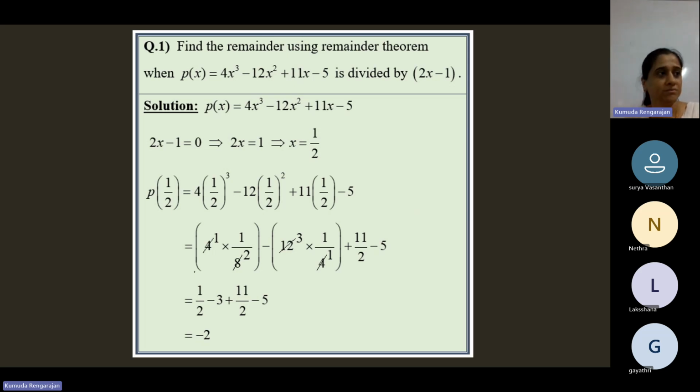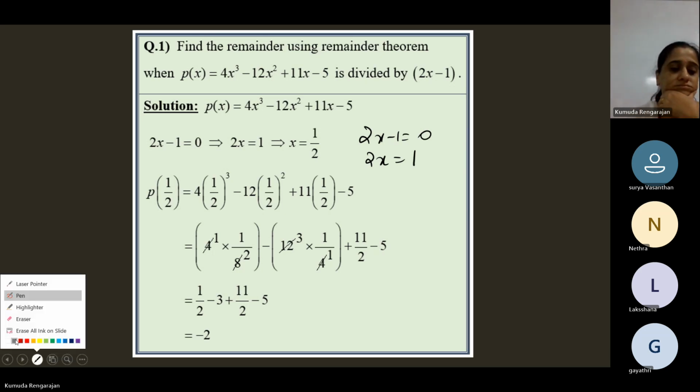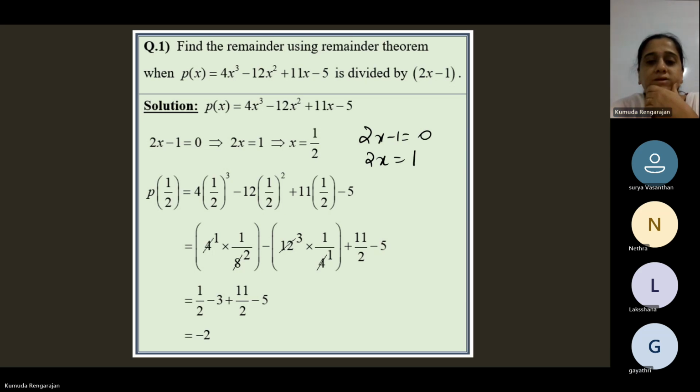Said 1, we need to check. You found P of 2, is it? No, when you equate 2x minus 1 to 0, the 2x is equal to -1 on the other side plus 1. Correct it. Finished. So to find the remainder, we have to find P of 1 by 2.